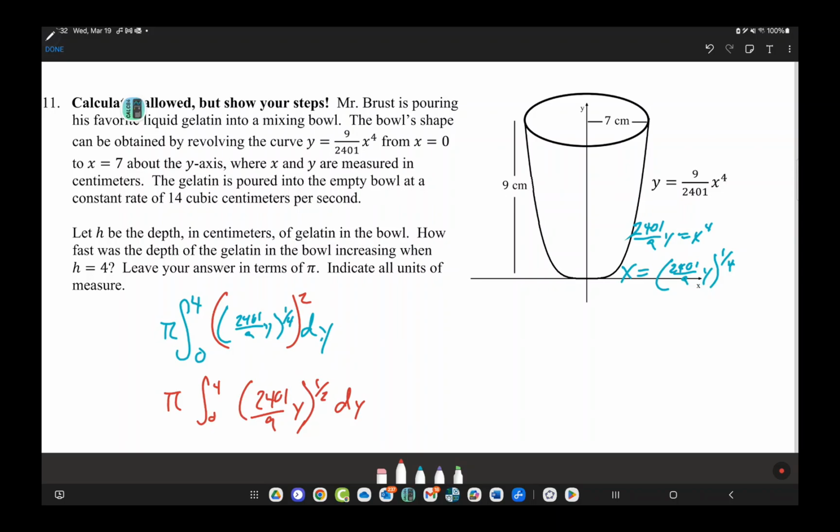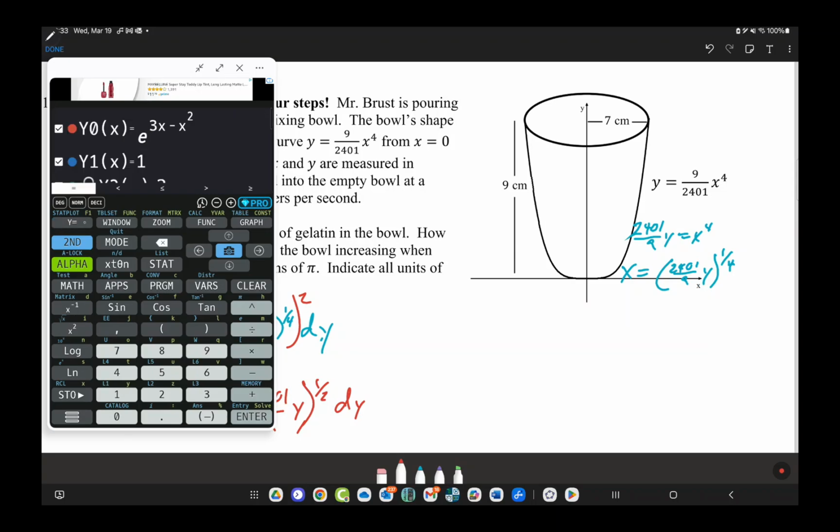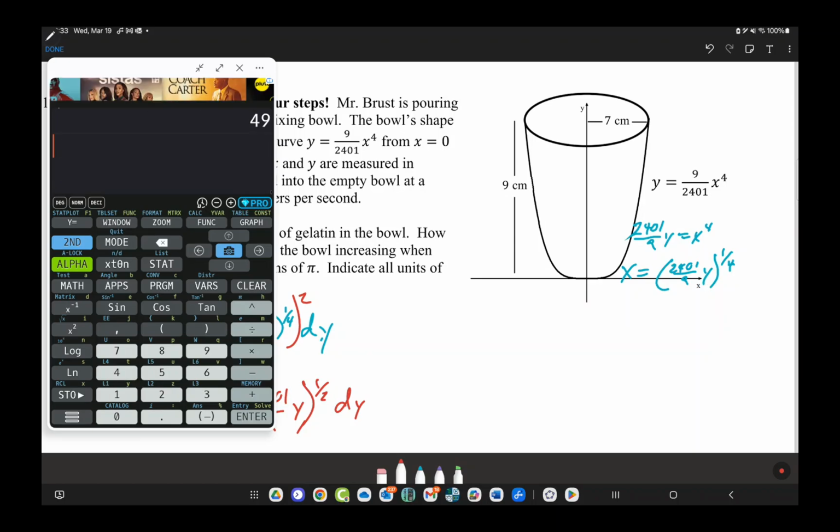Is 2401 a perfect square? It is. What's the square root of 2401? It's 49. Again, you have a calculator. Square root of 2401 is 49. Just use a calculator, guys.